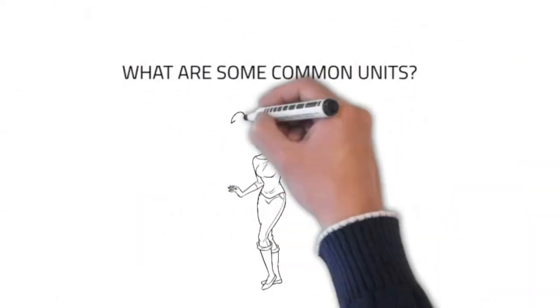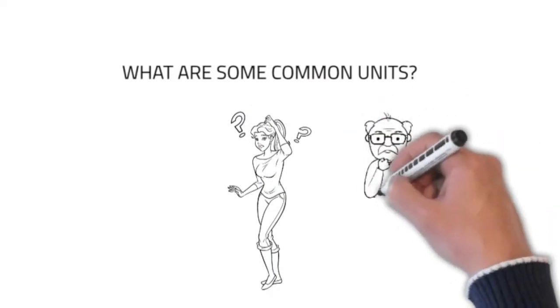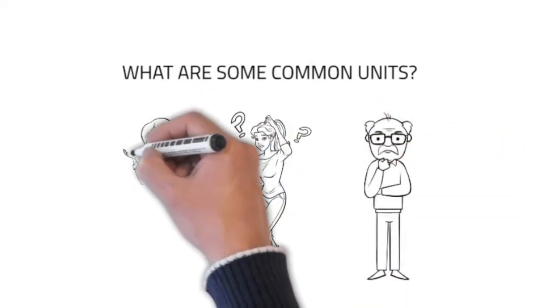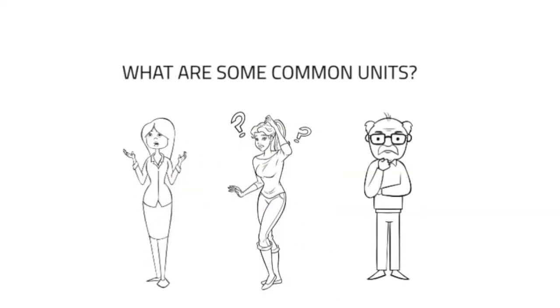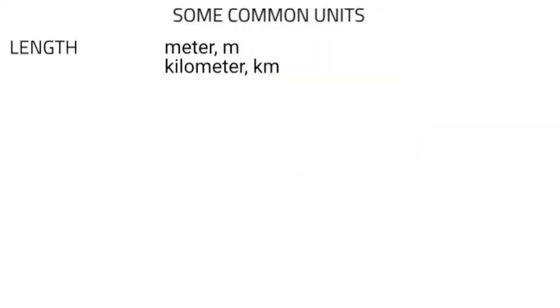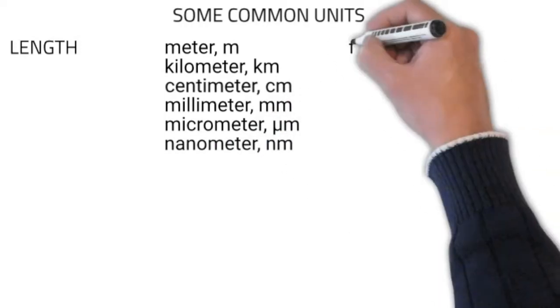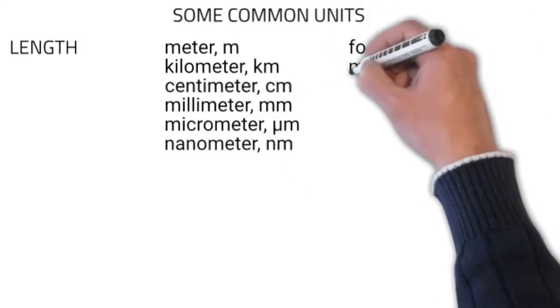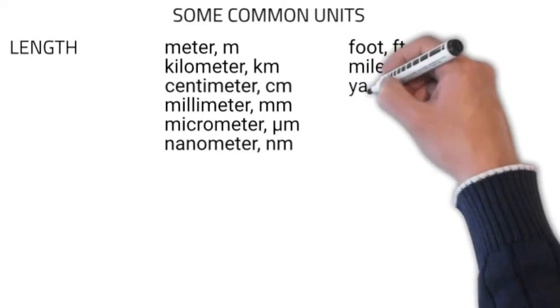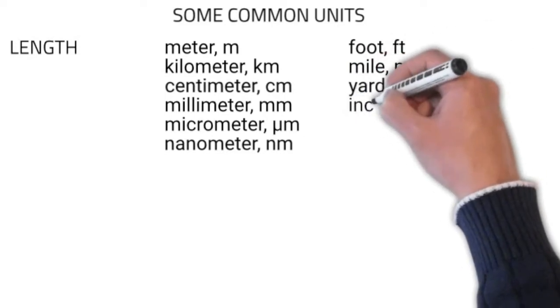So what are some common units? Well, let's examine a few of these. Some common units include length. In the metric system, we use the meter, the kilometer, the centimeter, the millimeter, the micrometer, and this is getting really small, that little goatee on the U means the Greek letter mu, and then we have the nanometer. And for the imperial system, there's the foot, the mile, the yard, and the inch.